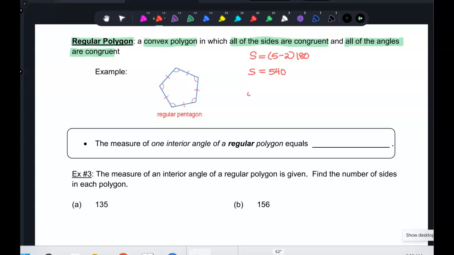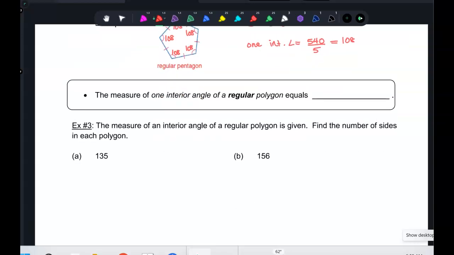So if I want to find one interior angle, divide by 5, and that will give us 108. So that means every angle in here is 108 degrees. So anytime we have a regular polygon, we should be able to figure out what each interior angle will be.